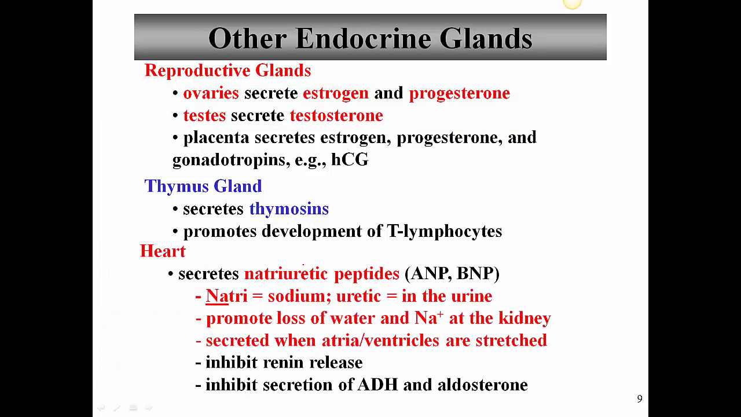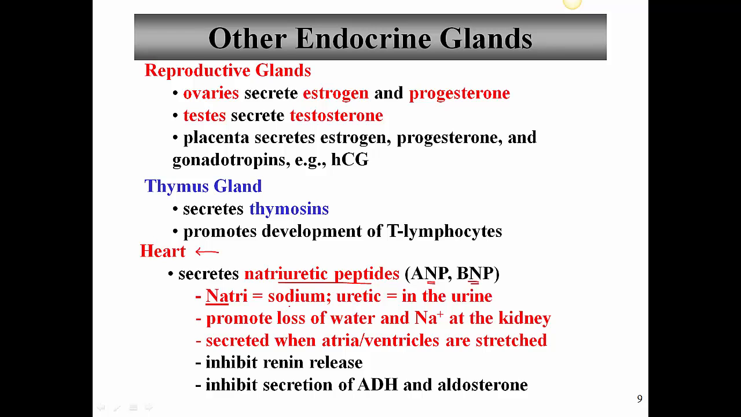Now, one additional substance I want to talk about is secreted by the heart. These are called natriuretic peptides. These include atrial natriuretic peptide, as well as B-type natriuretic peptide. Sometimes this is also called brain natriuretic peptide, depending on the source you're reading.